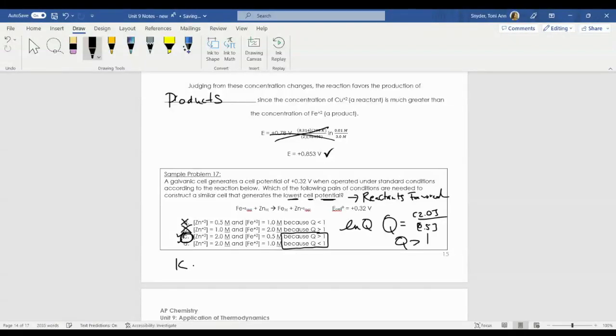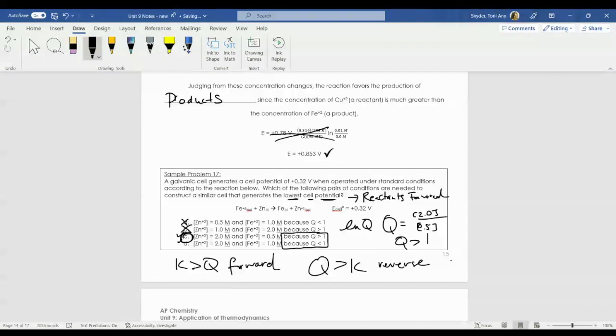Remember, if K is greater than Q, that means that your reaction is going to proceed in the forward direction. But if Q is greater than K, that means that you're going to favor the reverse reaction. Nice little equilibrium review right there.